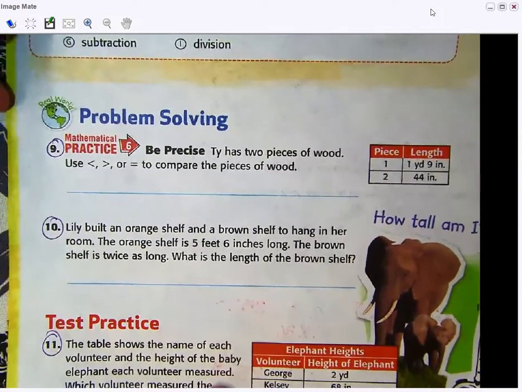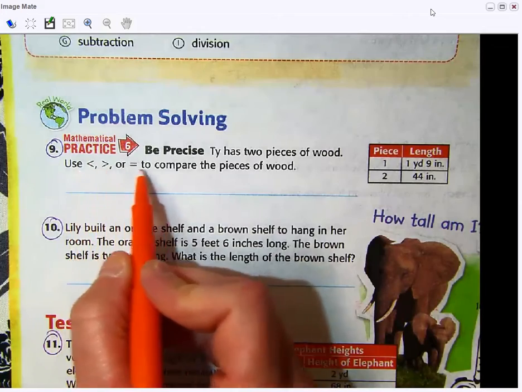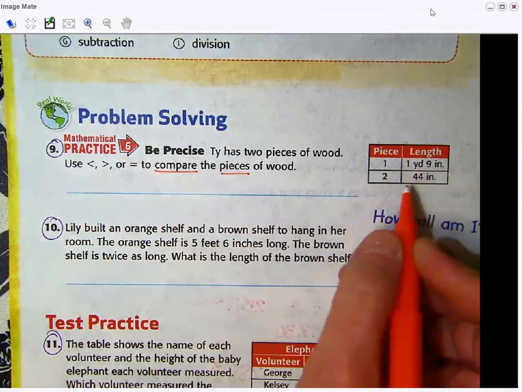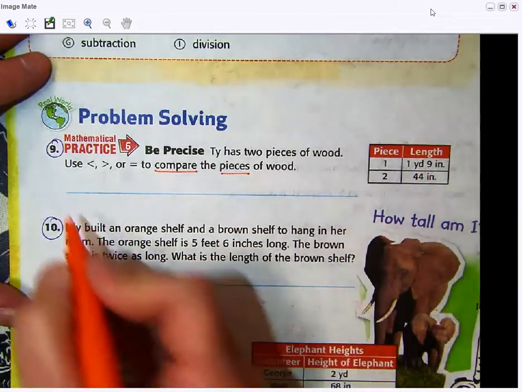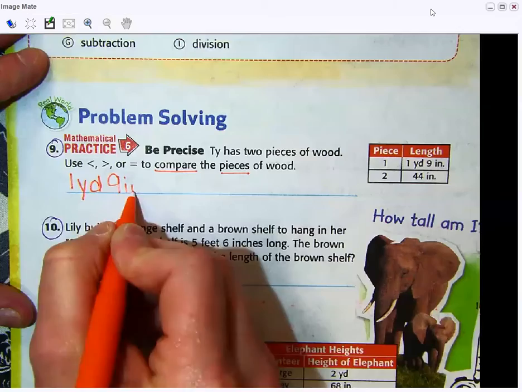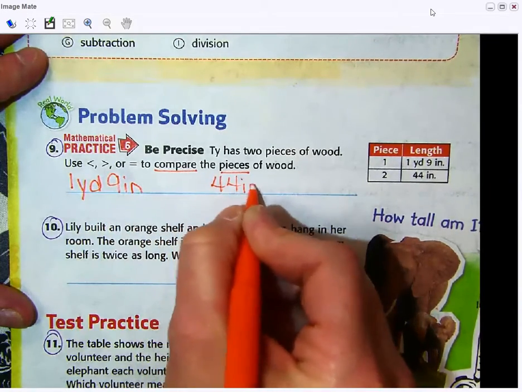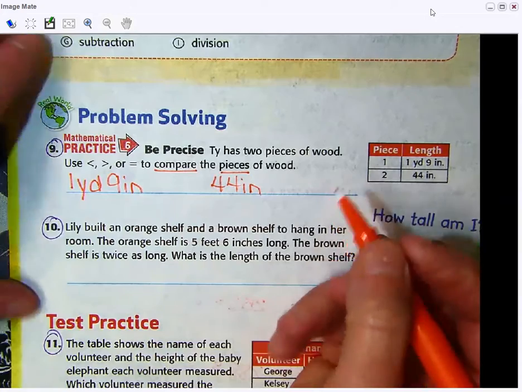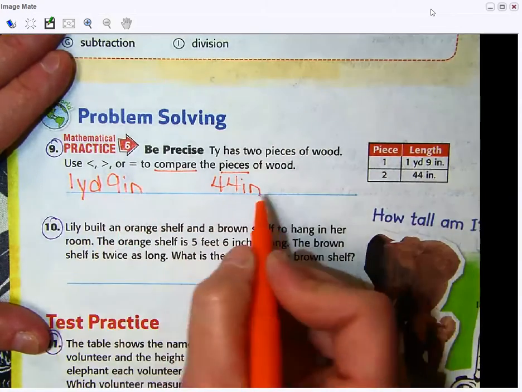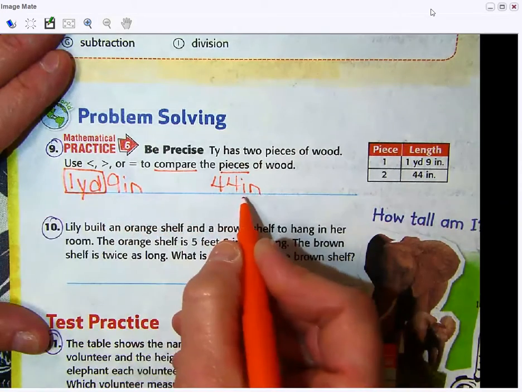Okay, next we have number 9. Using the table, Ty has 2 pieces of wood. Use greater than, less than, or equal to compare the pieces of wood. So to compare, we have to set up our problem. We have to set up the expressions. So we will have 1 yard, 9 inches, and we are going to be comparing that to 44 inches. So we're wanting to convert to the smaller unit. So we have yards and inches over here, but we have inches here. So we're going to convert just this 1 yard into how many inches.